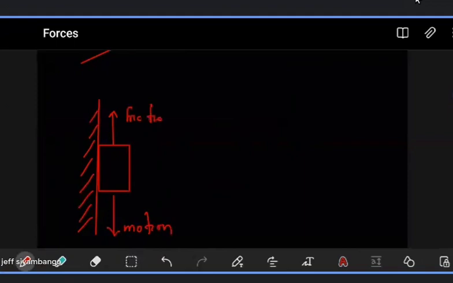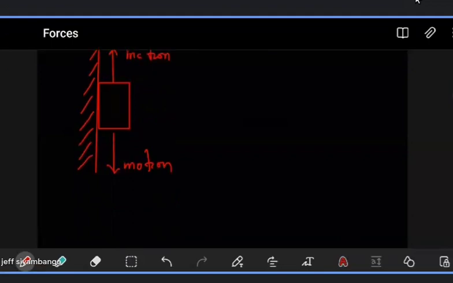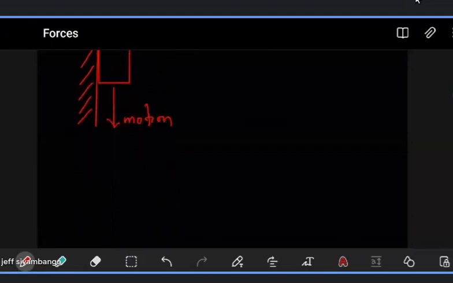So friction will always oppose your motion. If motion is down, friction is up. If motion is up, friction is down. If motion is to the right, friction is to the left. So this is literally how friction behaves relative to what motion is. But there is a special thing, or an equation, that predicts what the friction will be. This is called the coefficient of friction.